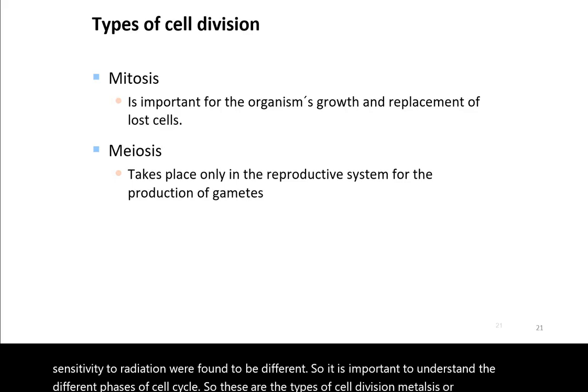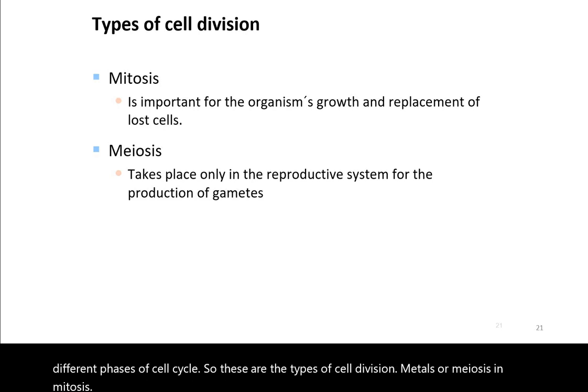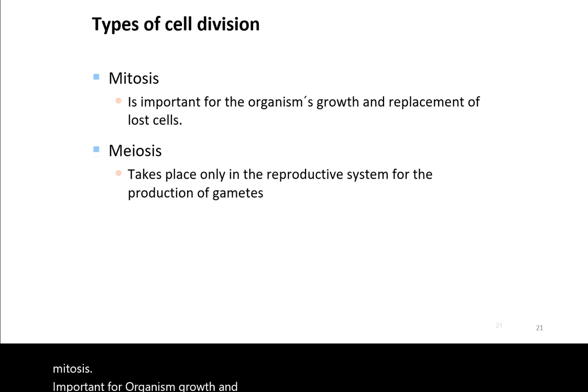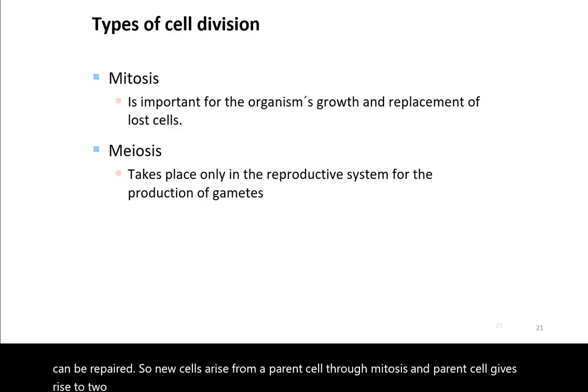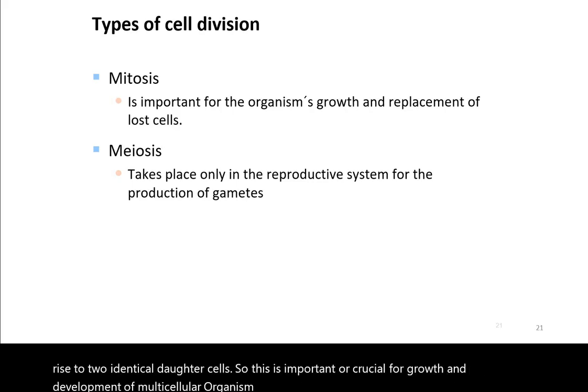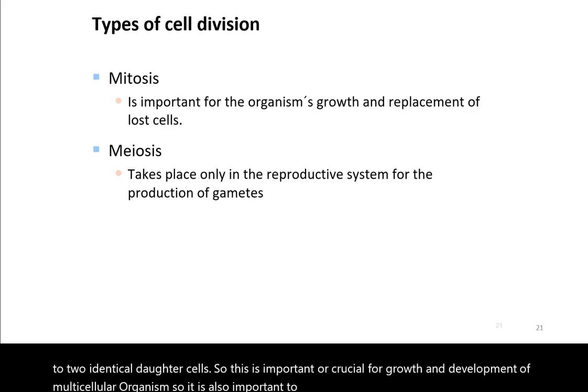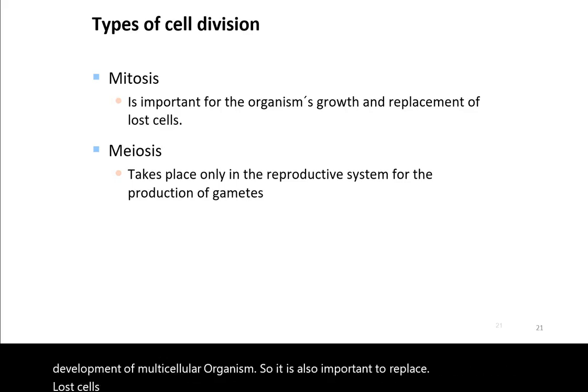Mitosis is important for organism growth and replacement of lost cells, or else if you get a cut, it can never be repaired. So new cells arise from a parent cell through mitosis, and the parent cell gives rise to two identical daughter cells. This is crucial for growth and development of multicellular organisms. It is also important to replace lost cells in the organism.